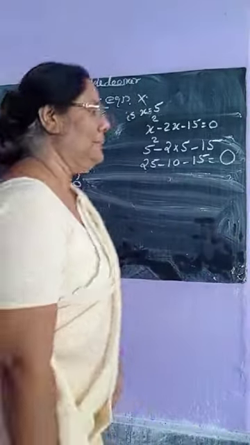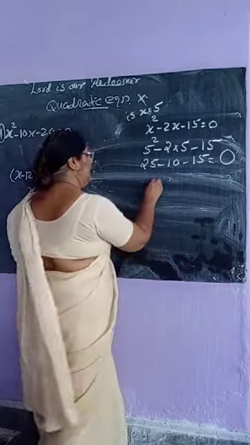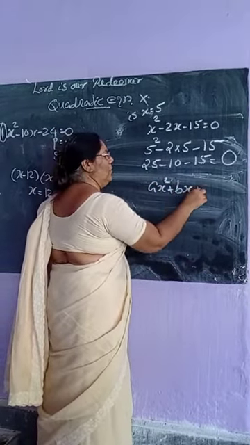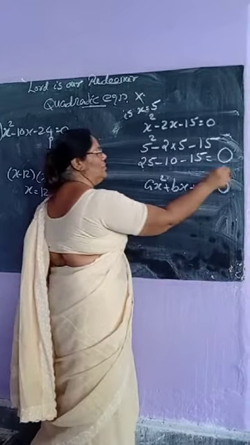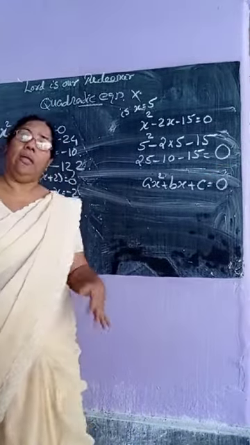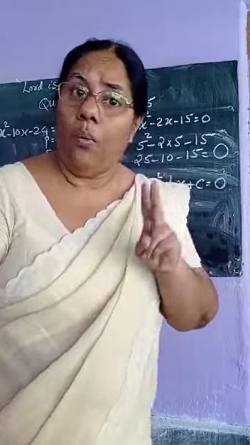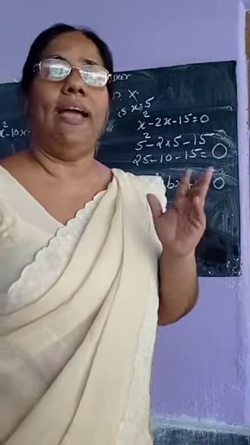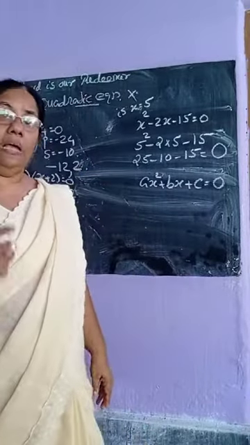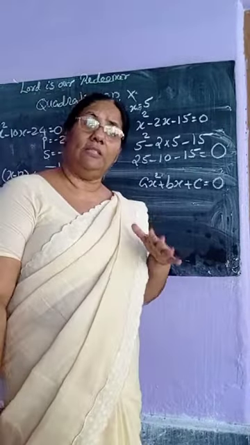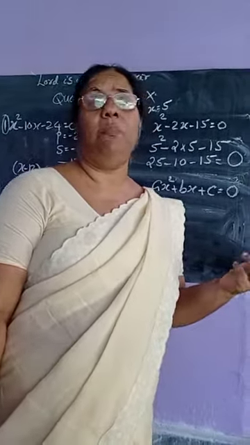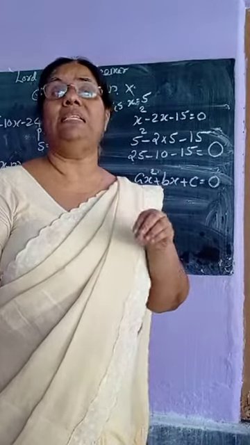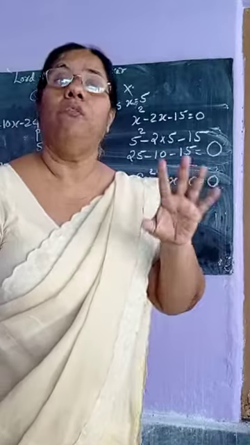Now listen. We know that ax square plus bx plus c equal to 0 is the quadratic equation. I already told you, how many roots are there? 2 roots or 2 values are there. Therefore, the first method is by prime factorization method. You can write the answer. But here the step is to apply the formula.